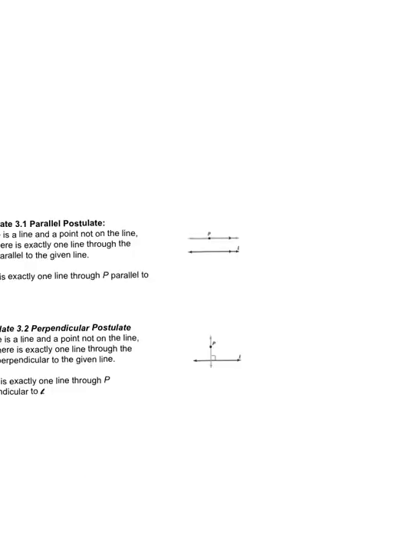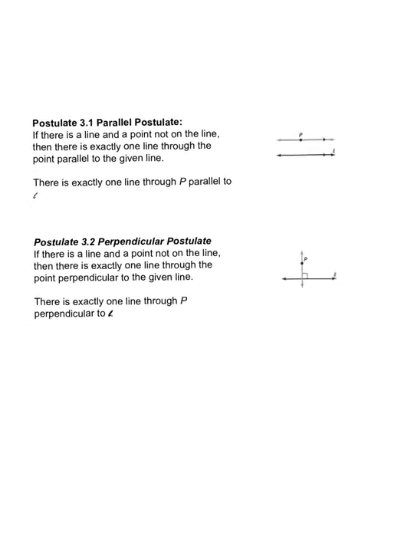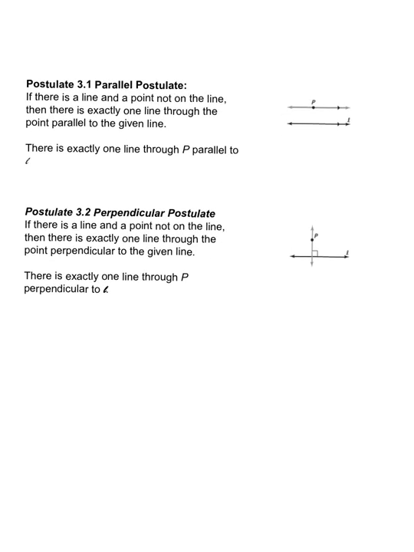Alright, so the next two things that we're going to talk about are some postulates. The first postulate we'll talk about is the parallel postulate. This postulate states that if there is a line and a point not in the line, then there is exactly one line through that point that's parallel to the given line. In other words, if we have this diagram here, there's exactly one line through P that's parallel to L. I know that this is a little bit confusing when you first read it, but it's actually not that hard to understand. If you have a line here and a point here, there's only one line that can go through that point to make it parallel to that other line.